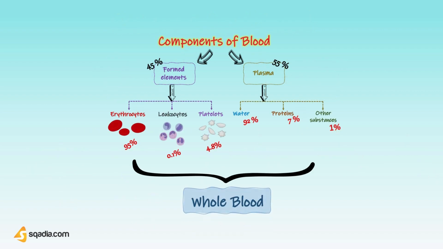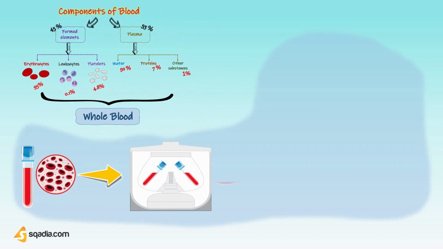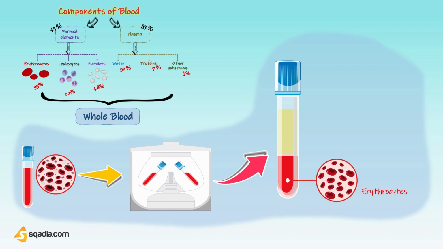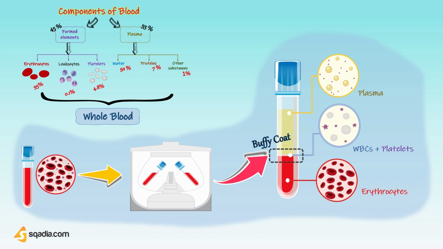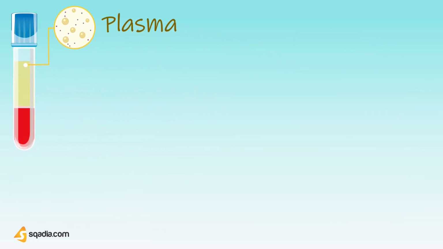In a lab, when a blood sample is spun down in a centrifuge, the heavier formed elements, that are erythrocytes, sink and form a layer at the bottom of the sample, whereas the plasma rises at the top. And a thin whitish-colored layer called the Buffy coat is present at the point where the RBCs join the plasma. This layer is made up of leukocytes and platelets. So these are the main components of blood. Let's learn about their physiology in detail, starting with the liquid portion of blood, that is the plasma.